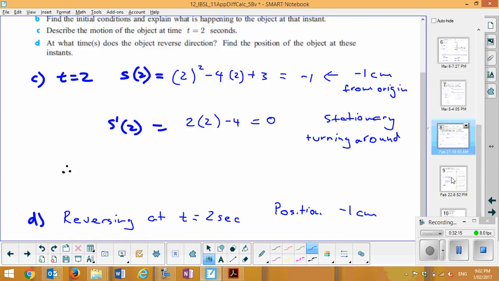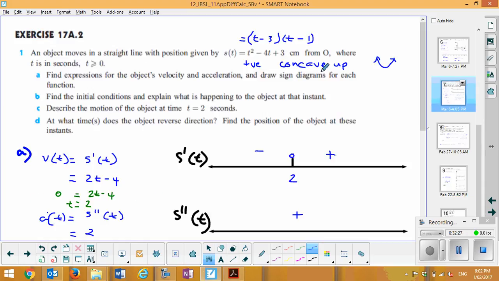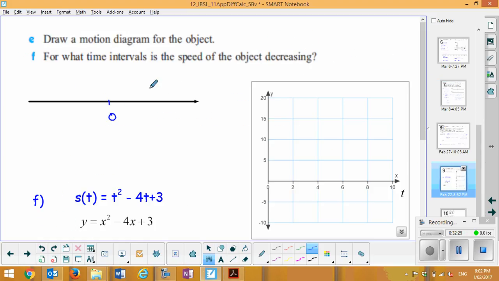Next part, E and F: draw a motion diagram for the object. We can do that now. We're at 0. If we go back, remember it started at plus 3. So our point starts at 3, with 2, 1, minus 1 marked. It starts there at time equal to 0.